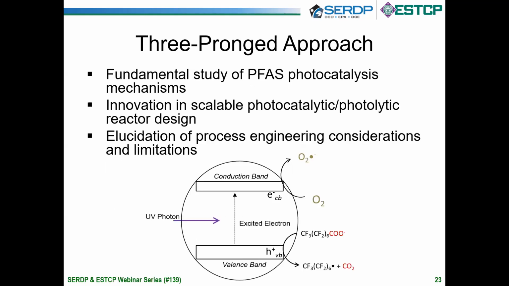We're using a three-pronged approach that really covers all levels of photocatalysis, including fundamental study of PFAS photocatalytic mechanisms and innovation of the catalyst materials themselves. So there's a material science aspect here, but at the same time, we're looking at the reactor design and improving efficiency of the overall process, including some process engineering considerations, such as the water matrix and any water preconditioning that might benefit this process.